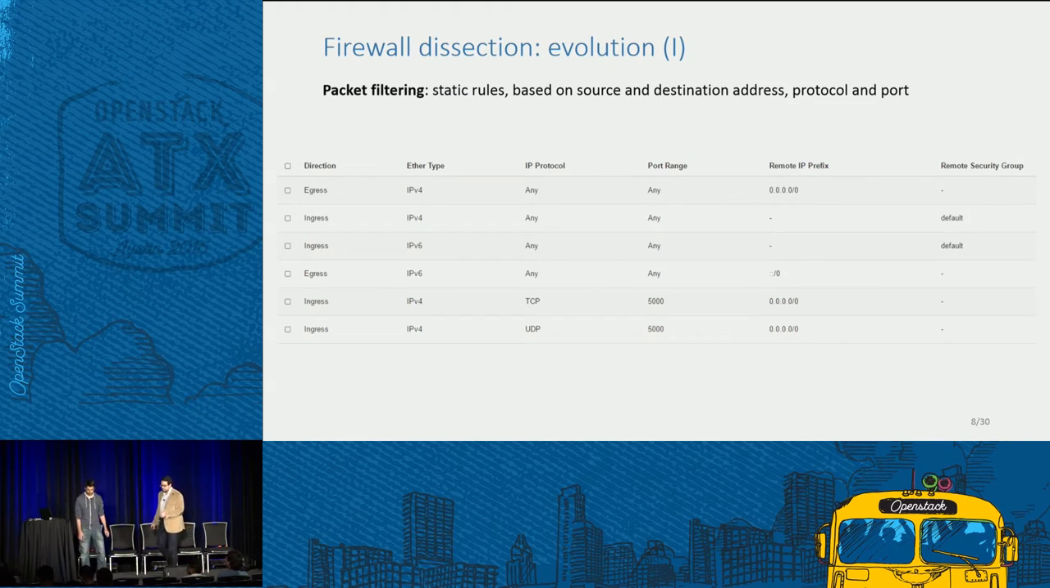Well, first of all, I want to talk just a bit about what a firewall is, and the evolution of the firewall in networking. The first one was packet filtering. It's just a bunch of static rules to classify according to, for example, the network address, IP address, or protocol and port. This is very similar, for example, to our home routers. Of course, this is the easiest way to make a firewall.